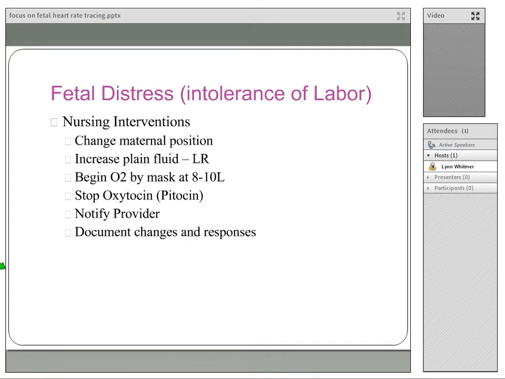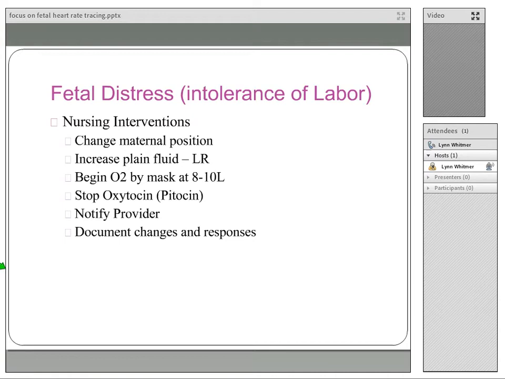It doesn't help 30 minutes later, an hour later, the next day. You will not remember the steps you took. So please use your mark button on your fetal monitor to ensure that you know exactly what is happening at what time so you can go back and document everything very clearly so you have a time date stamp on all your paperwork. All right, so those are the steps for fetal intolerance of labor.